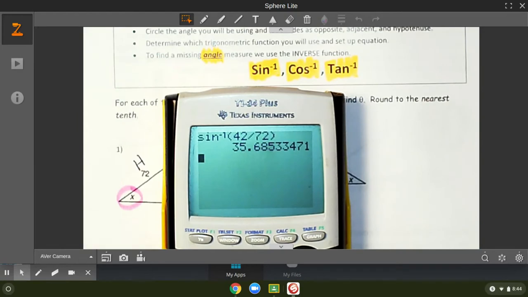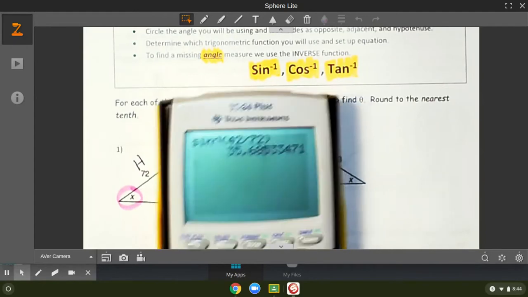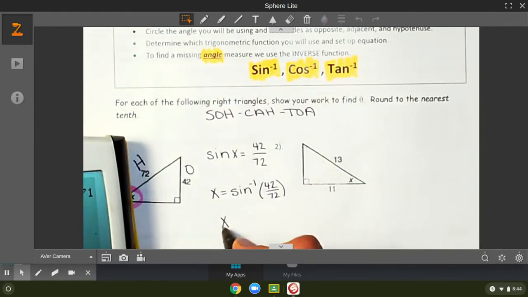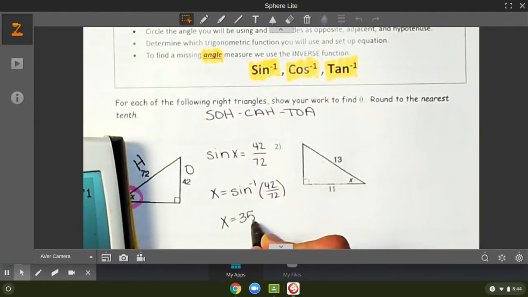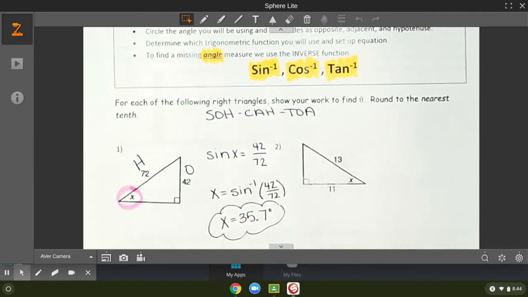So our angle is going to be 35.6. Now it says to the nearest tenth, so that means 1 decimal. So that would be the 6. Look at the number behind the 6. It's an 8, so that 6 will round up to a 7. So x will be equal to 35.7 degrees. And we have got it.